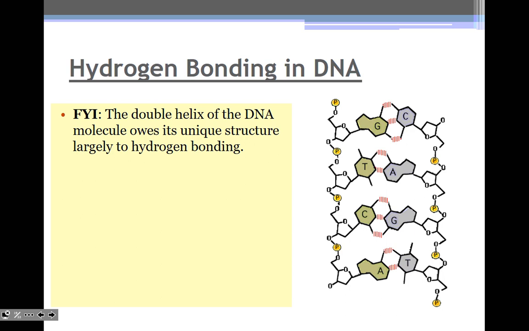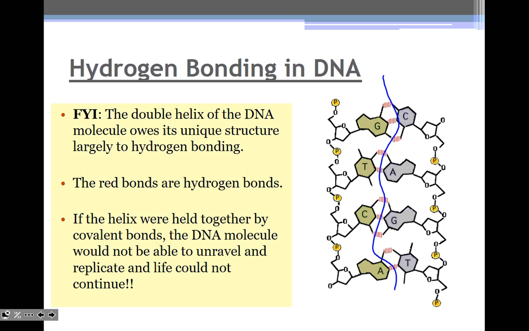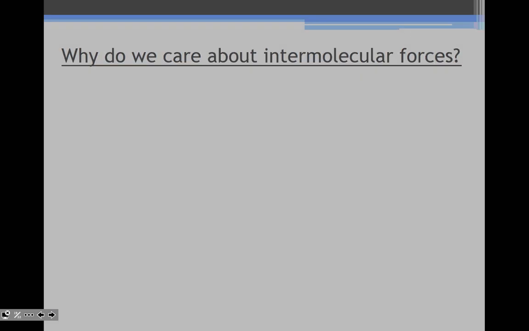Another cool thing is that in the DNA structure, it's hydrogen bonding, right? The double helix of the DNA molecule owes its unique structure largely to hydrogen bonding. The red bonds are hydrogen bonds. If the helix were held together by covalent bonds, the DNA molecule would not be able to unravel and replicate, and guess what, kiddos? Life could not continue. So another cool fact about hydrogen bonding, it helps things replicate, because this is going to break apart, it's going to replicate, and it's going to make human life possible.